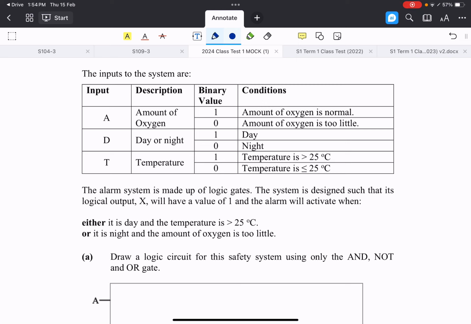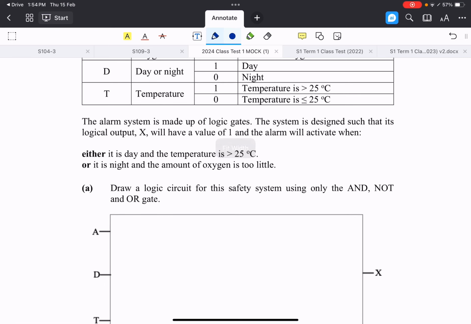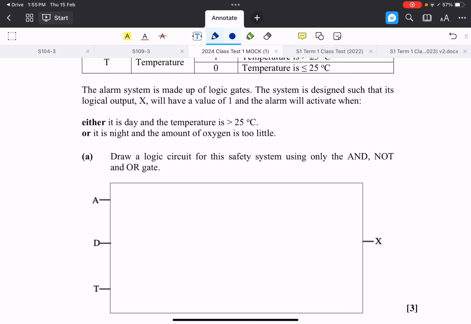So what happened is that the system is designed such that the output will have a value of 1 and the alarm will activate when... what are the conditions? So it says here it activates when either it is day and the temperature is more than 25 degrees Celsius, or it is night and the amount of oxygen is 2 liters. So let's work out the first one first, right? So we have this scenario, day and temperature more than 25.